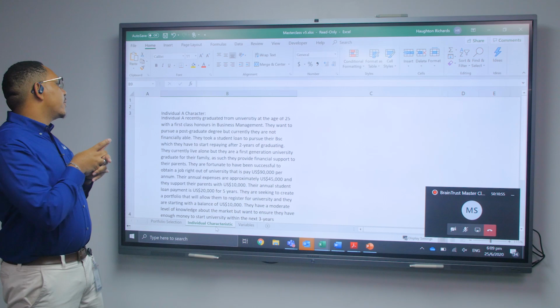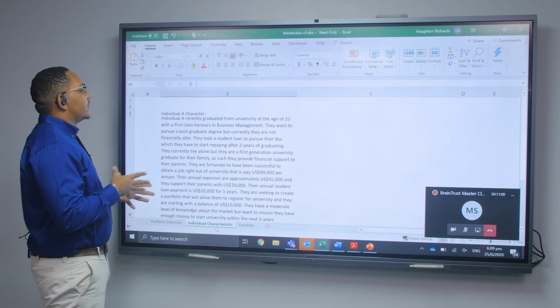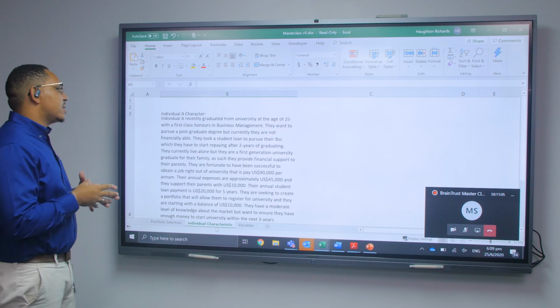So, character A. Individual A recently graduated from university and is currently 25 with first class honors in business management. They want to pursue a postgraduate degree, but currently they are not financially able.